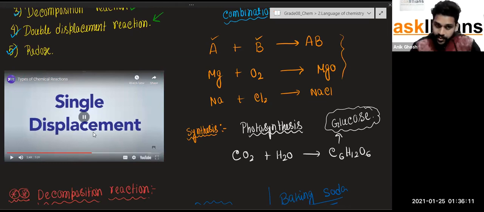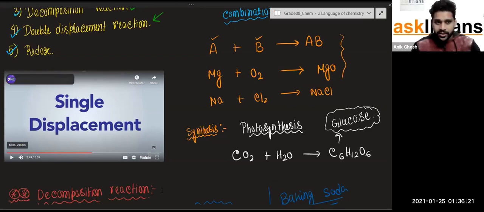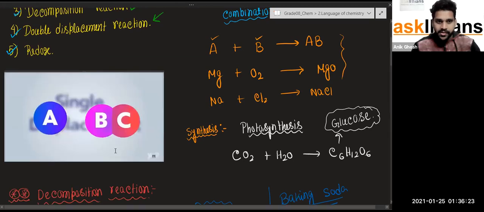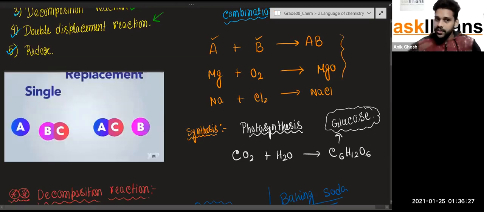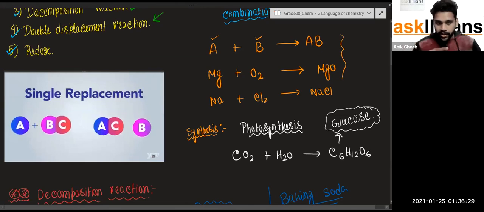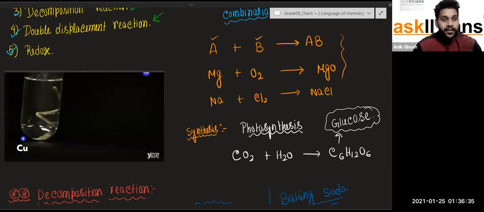So now this is single displacement. They're calling it single displacement; we called it only displacement reaction. All the same, right? When one is replacing another, that is called a displacement reaction. The same thing we have discussed, like A plus BC gives you AC plus B. That is a displacement reaction. So you can see.